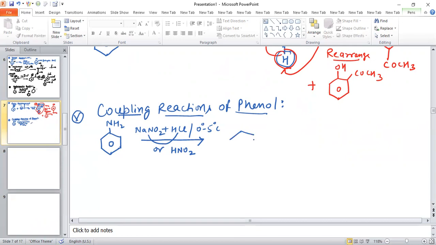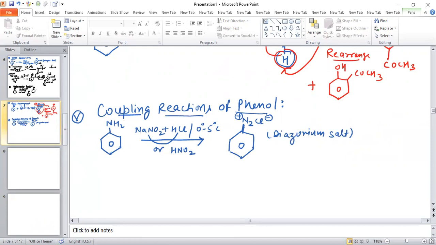By using this reagent, diazonium salt is obtained, which is N2Cl. So this N2 has a positive charge and this Cl has a negative charge. What is the name of this compound? The name of this compound is basically diazonium salt.